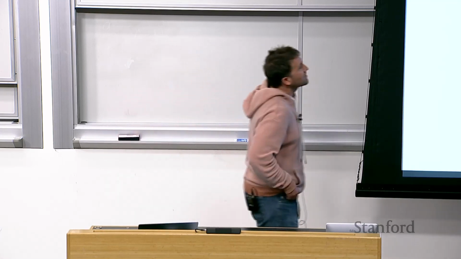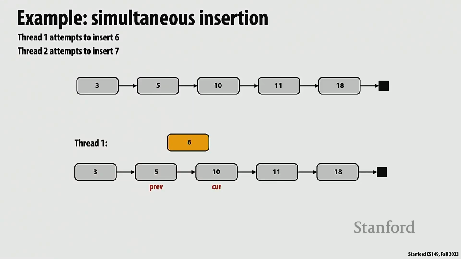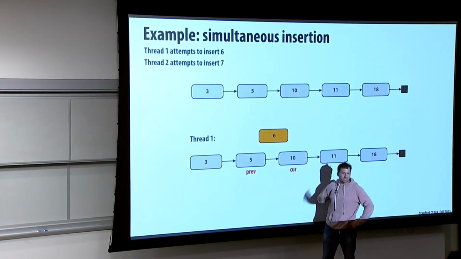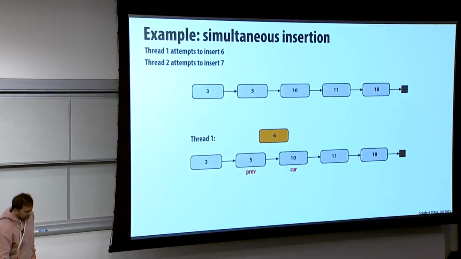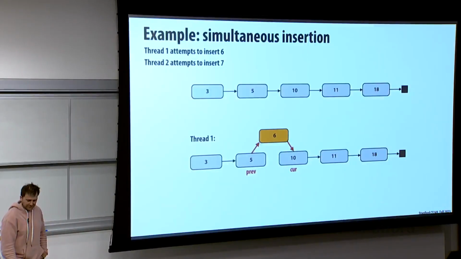So let's consider double insertion for now. Let's say that I have this list, 3, 5, 10, 11, 18. And let's say that I want to attempt to insert 6 and 7, so I want to insert right next to each other in the list. So what's the right answer for thread 1? Well, thread 1 is going to walk forward, find this point in the list where the 6 should go. And if there were no other threads involved, that previous should point to 6 and 6 should point to current. No problem at all. We get something that looks a little bit like this. Patch it right in. Okay?